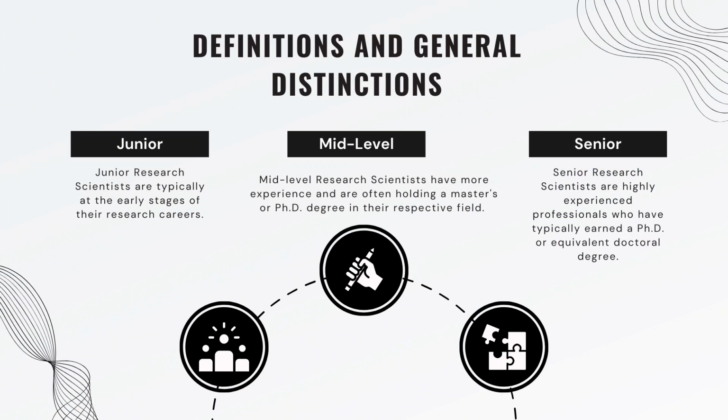Junior researchers are typically at the earliest stage of their research career. They may have recently completed their academic degrees, bachelor's or master's, and they are gaining research experience. Their responsibilities often include helping out senior researchers, conducting experiments, collecting and analyzing data, and participating in research projects. Mid-level researchers have more experience and often hold a master's or PhD degree in their respective fields.